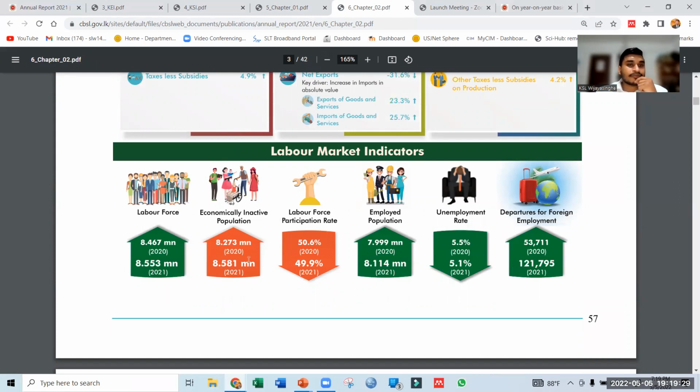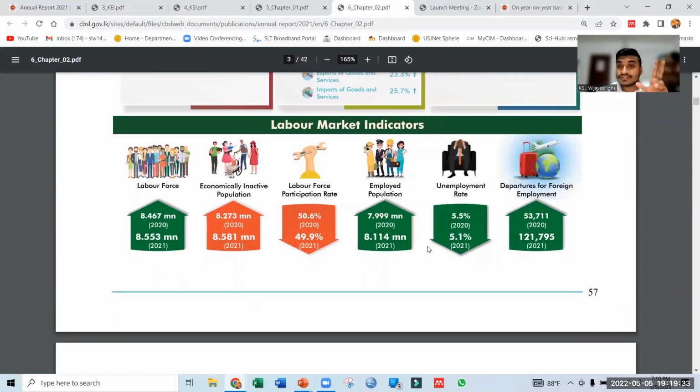You have the labor market also. I discussed the labor component and economically inactive population, labor force participation rate. Here you see unemployment has reduced compared to 2020, but it is always better to have it closer to 3%. 5% unemployment is okay for a country. It's not a bad value, but we can improve further.